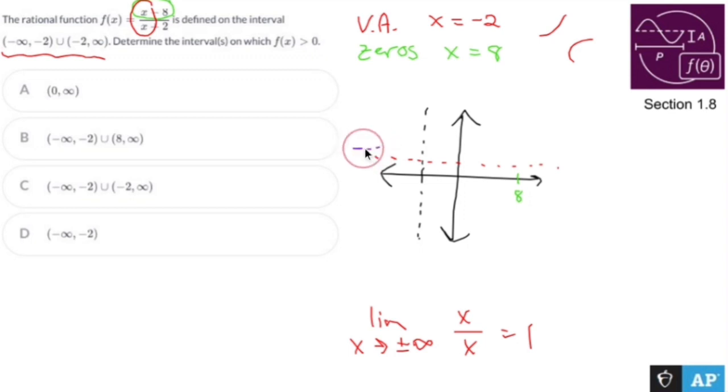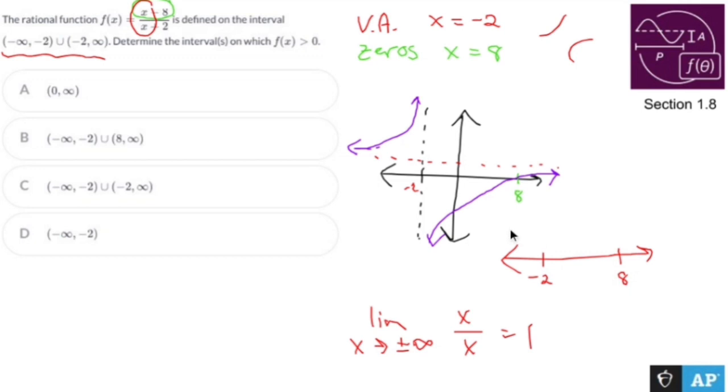So the picture is going to look like this. This is my graph now. And then it's going to hit the vertical asymptote, start back down, go through 8, and then level out at 1. So now I'm going to make myself a sign chart. Magic happens at -2 and at 8.